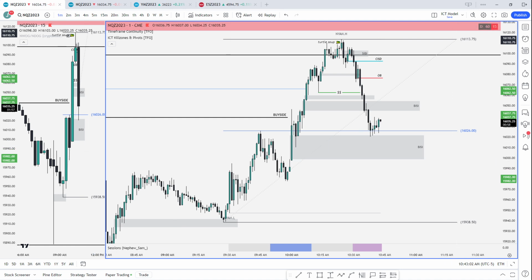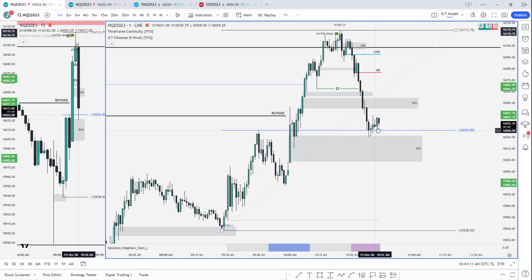You can see all the selling or all the buying pressure ran out right at 10:30, and then all the sellers came in, putting us right into discount, and then we're just consolidating around discount.